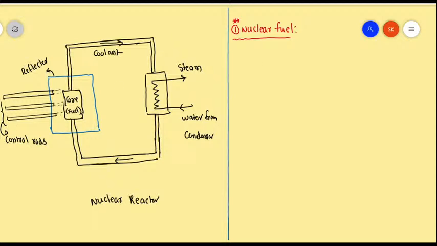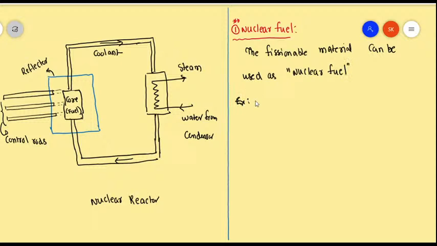Let us see what we have to use as the nuclear fuel: the fissionable material. Fissionable means it is able to split. Fissionable material can be used as nuclear fuel that is kept in the core. What fissionable material will you use? The example is uranium 235, which can be used as nuclear fuel.